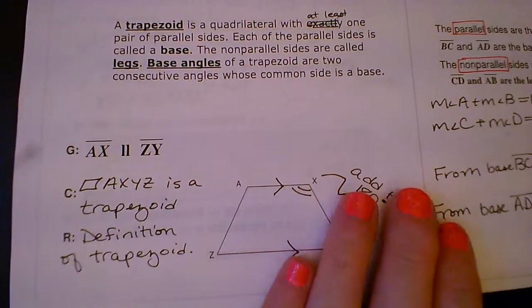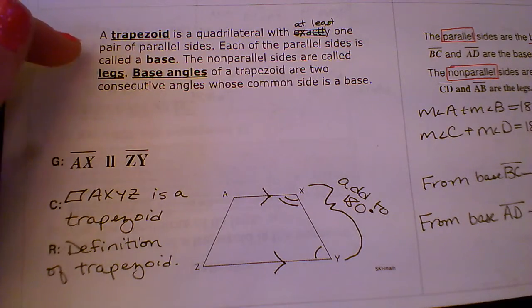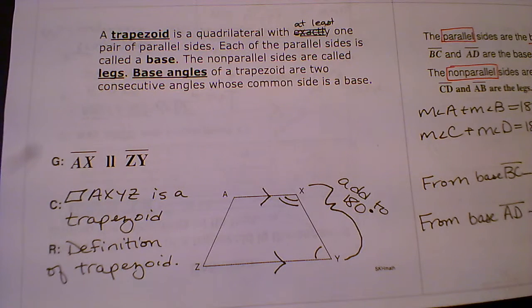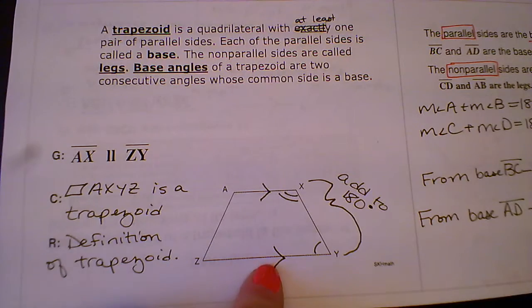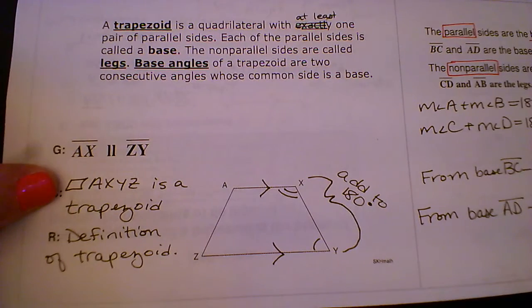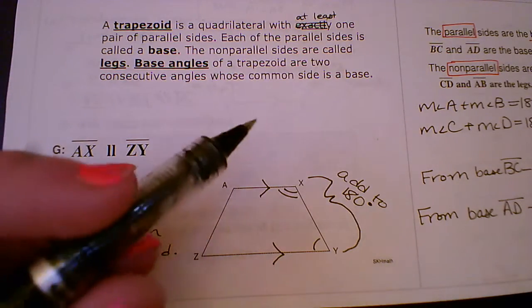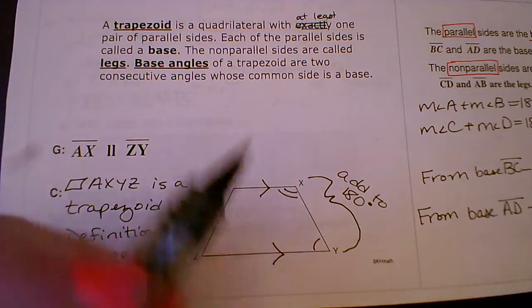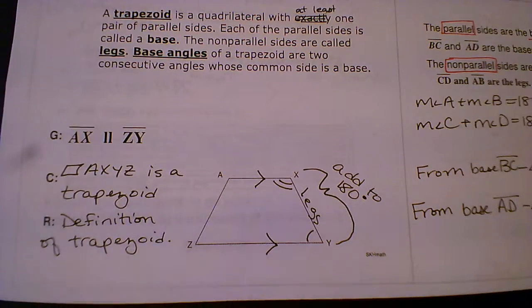We have some definitions to go over first. A trapezoid is a quadrilateral with at least one pair of parallel sides, and each of the parallel sides is called a base. So AX would be a base here and YZ would be the other base. Because we are given that we have that set of parallel sides, we know it's a trapezoid. Also a property in trapezoids is that the non-consecutive base angles are going to be supplementary. So the angles on the legs are going to be 180.